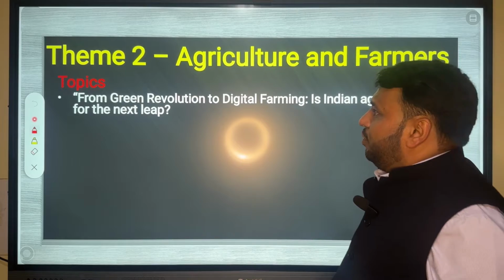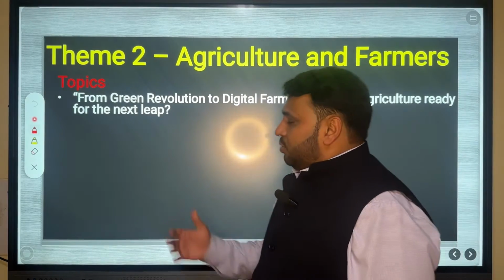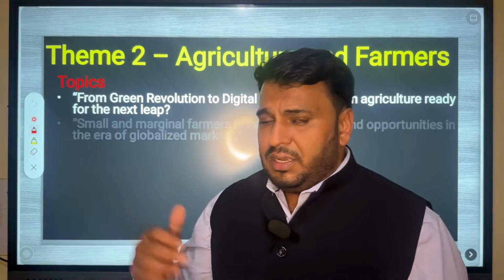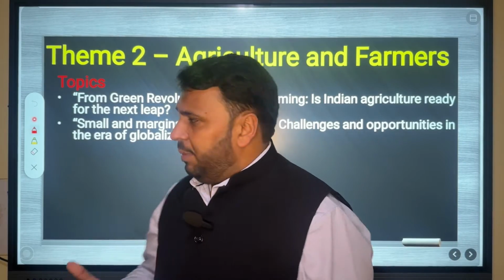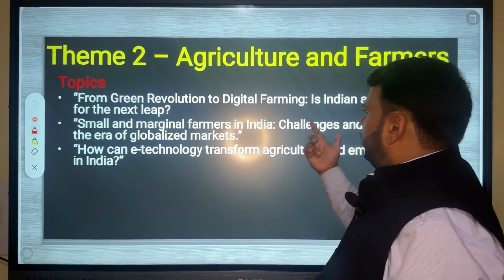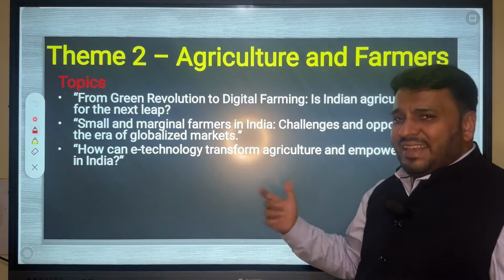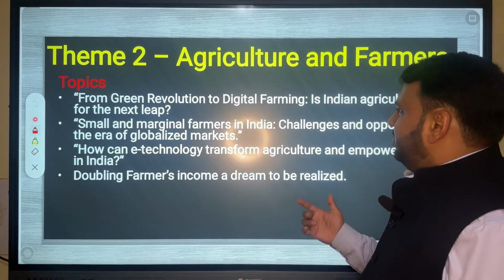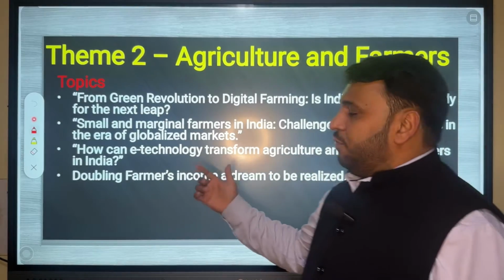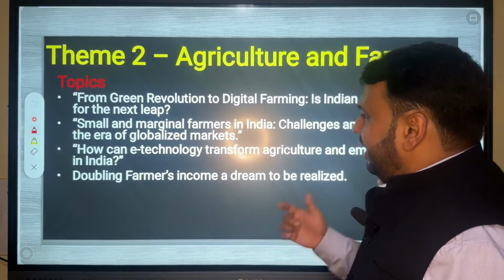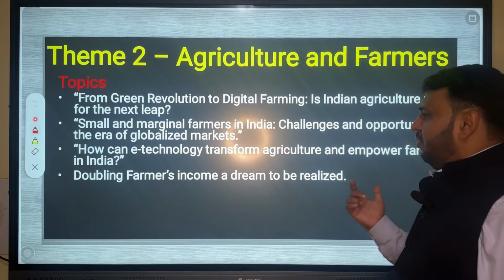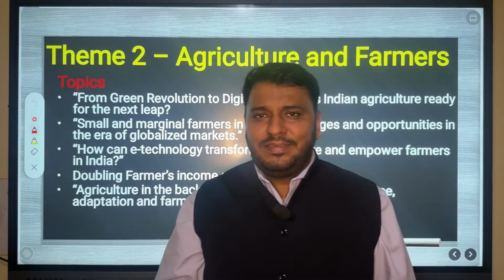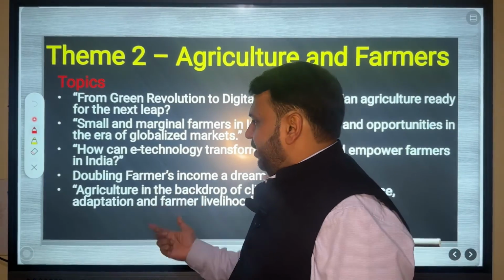So theme 2 for today is agriculture and farmer. We have seen various topics over the years featuring in various public service commission examinations. For example, "From green revolution to digital farming, is Indian agriculture ready for the next leap?" was one of the topics in UPSC. "Small and marginal farmers in India: challenges and opportunities in the era of globalized markets." "How can e-technology transform agriculture and empower farmers in India?" Then again, "Doubling farmers' income: a dream to be realized" was asked in one of the state PCS examinations.